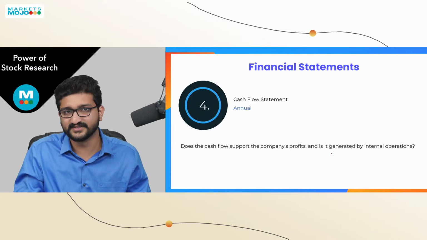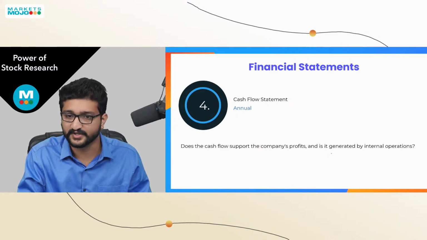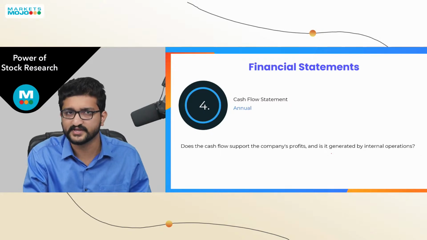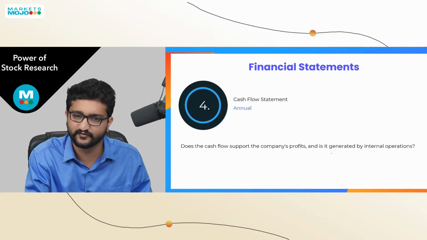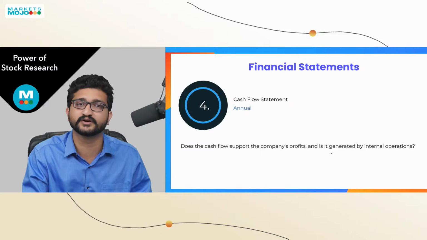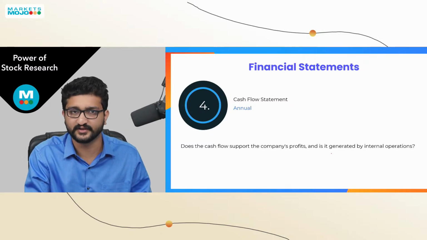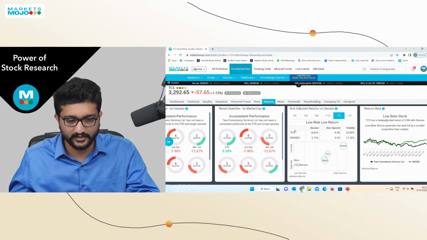Coming to the fourth one, which is the cash flow statement. Now here we look whether the cash flow from operations is actually supporting the company's profits. People who are aware about accounts know that there's cash flow from operations, investing and financing activities. Here we're actually looking at cash flow from operation and does it support the company's profits? And is it generated by internal operations through selling and buying? Okay.